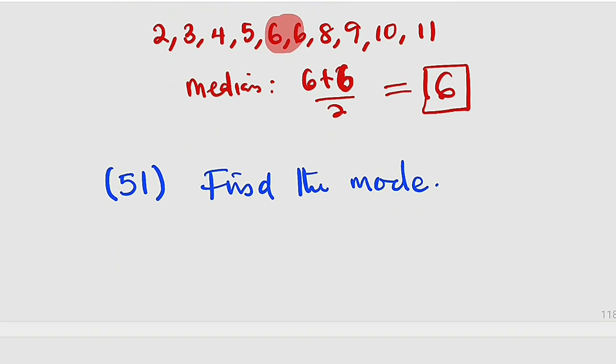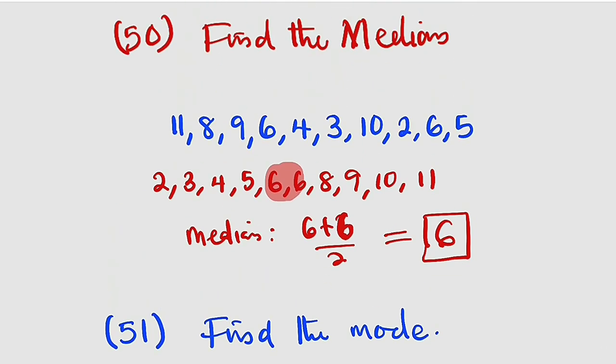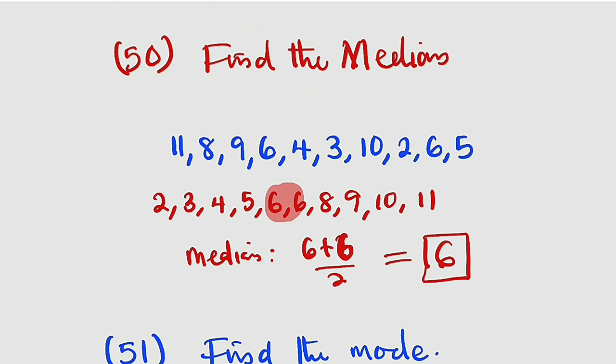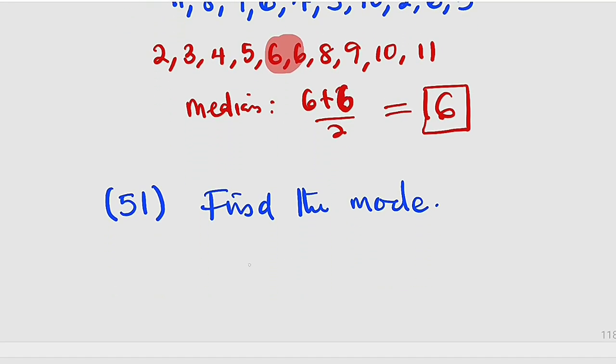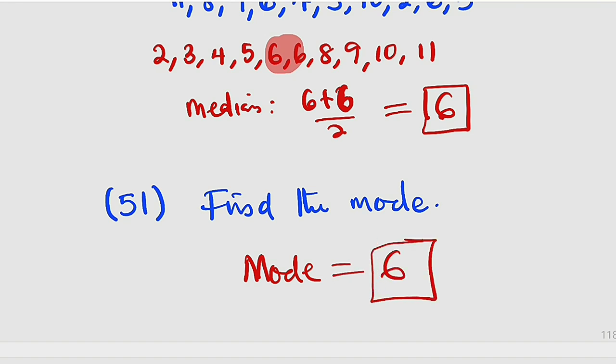And finally, we are talking about mode. Mode is the value that appears the most in a given distribution. And you can see that it is only 6 that appears twice here. All other numbers appear only once. Therefore, the mode is equal to 6. And this is said to be the mode.